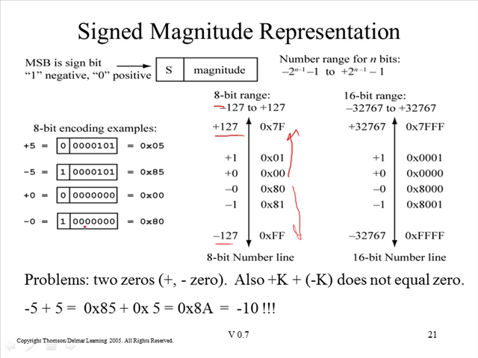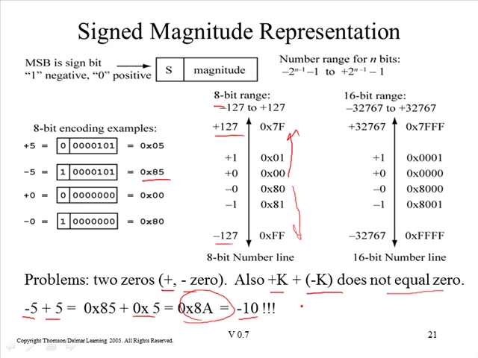So a couple of problems with this representation. One is that there are 2 zeros, plus and minus 0. That's problematic. The bigger problem, though, is that if we use a normal binary adder and we do plus k plus a minus k, that does not equal 0, either one of the 2 zeros. So here we're going to take a minus 5 plus 5. So minus 5 is a hex 85. Add 5 to that, and we get an 8A. That's actually equal to a minus 10.